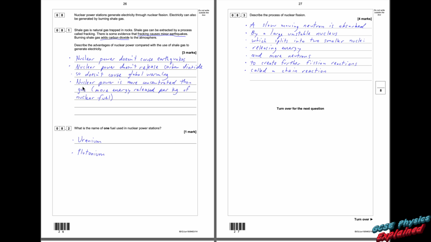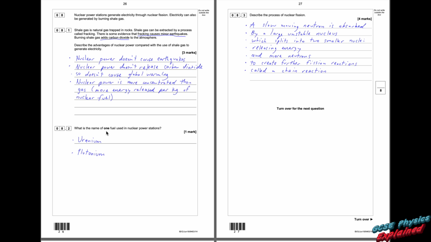And finally, nuclear power is more concentrated than gas, which means you'll get more energy released per kilogram of the nuclear fuel. Now, I've already got 4 marks there and it's only worth 3, but I have saw an advantage of nuclear power was it'll be easier to transport. If you need less mass of it, it'll be easier to put it in a trolley and get it somewhere. Mind, there are problems with transporting it due to the radiation.